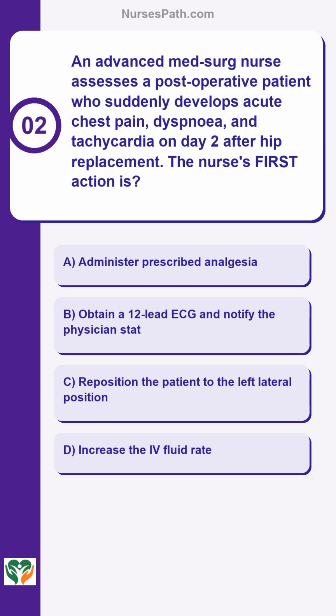Question 2. An advanced Medsurg nurse assesses a postoperative patient who suddenly develops acute chest pain, dyspnea, and tachycardia on day 2 after hip replacement. The nurse's first action is: administer prescribed analgesia. Obtain a 12-lead ECG and notify the physician stat. Reposition the patient to the left lateral position. Increase the IV fluid rate.